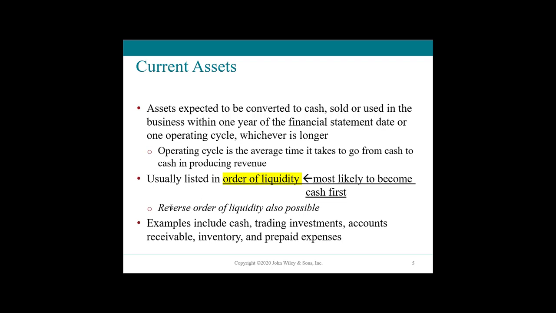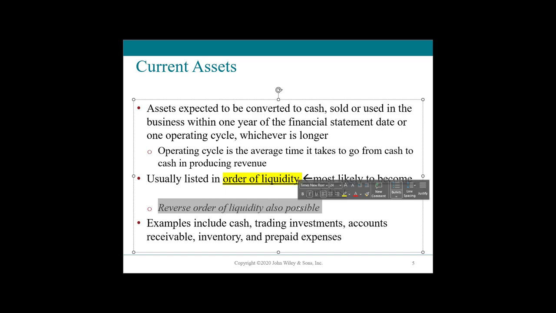In very limited circumstances, sometimes you might be asked to present current assets in reverse order of liquidity, basically if it made sense to your user to do so. But I've honestly never worked at a company where we've done this. So just know it's possible, but know that the default is in the order of liquidity, starting with cash, because it's most like cash, because it's cash, all the way down to stuff that we will use by the end of the year.